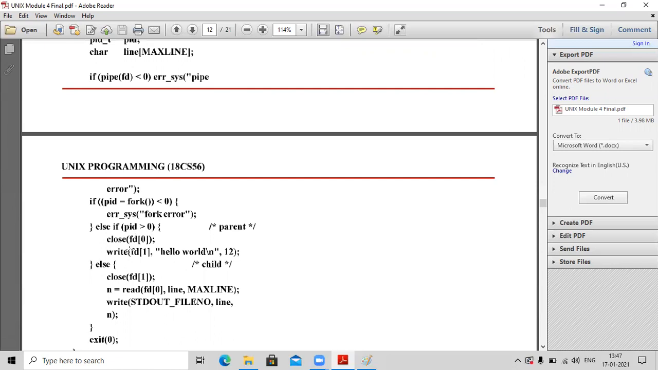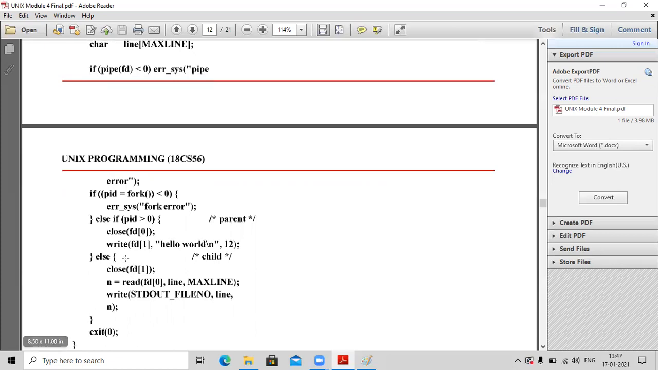At that time, we are closing file descriptor 0. That means we are closing the reading part of the parent. Then we are opening the writing part through file descriptor 1. I will write hello world, which is 12 characters long. So that information will be written to the pipe by the parent. The parent is writing this information to the pipe.